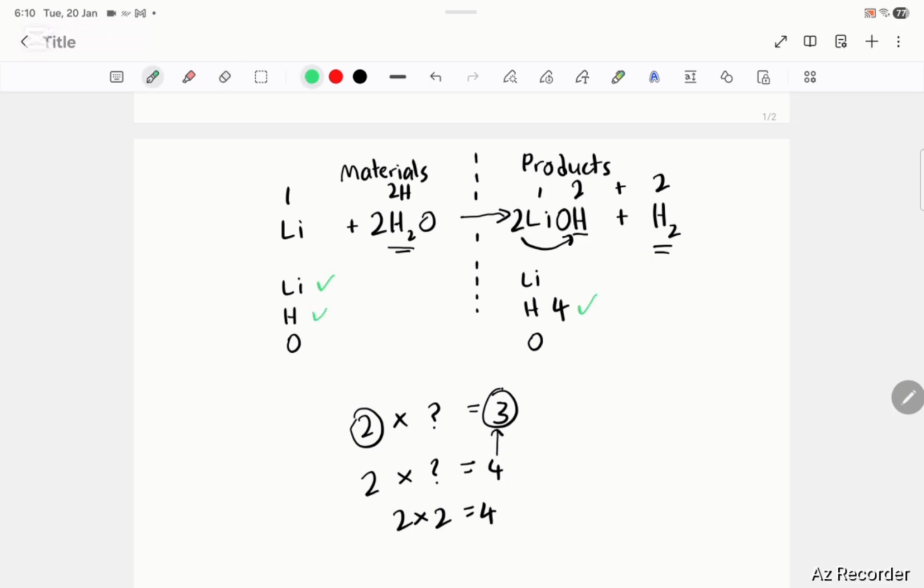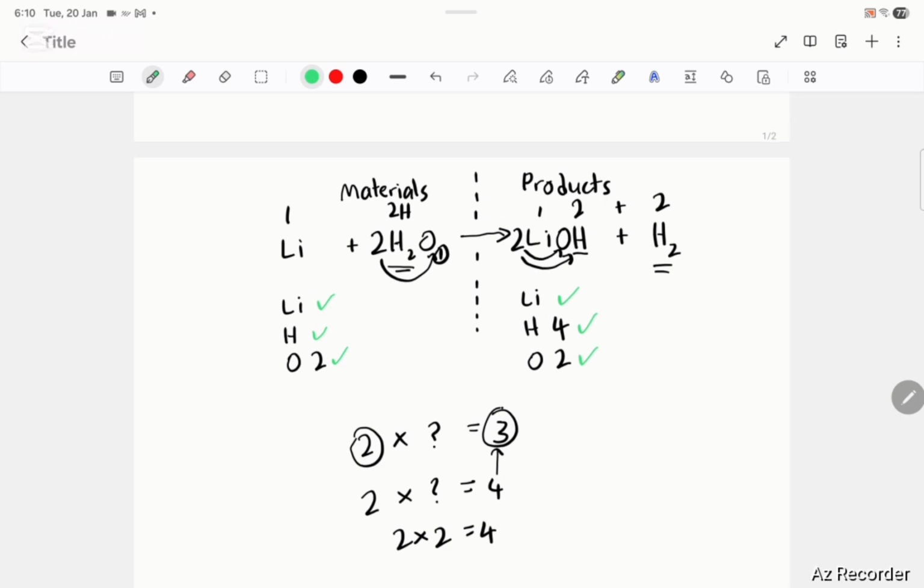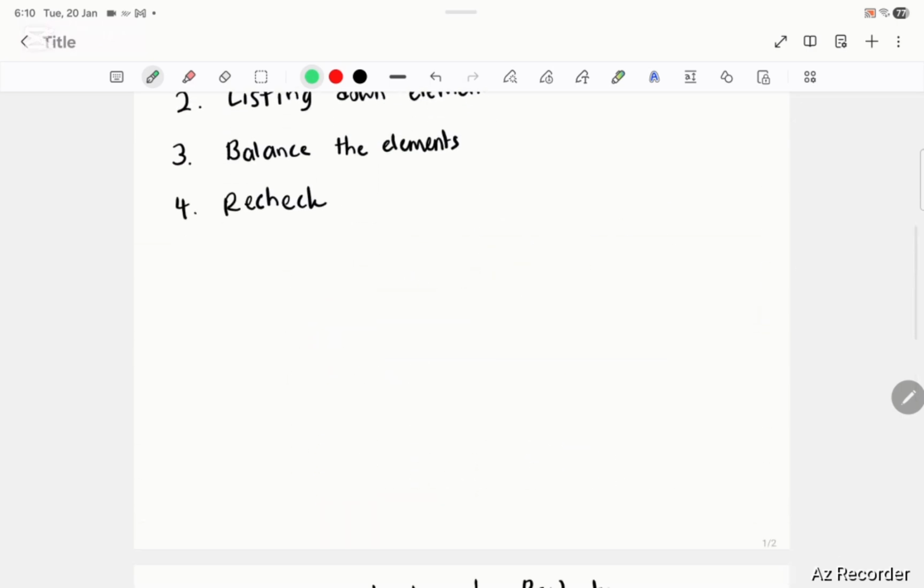Let's move on to oxygen. So for oxygen, let's count it on the left and right. On the left we've got 2 times 1 is 2 oxygen atoms, and on the right we've got 2 times 1, that's 2. Okay, so 2 on the right, so oxygen is balanced. And then we go to the final step, which is to recheck the equation.